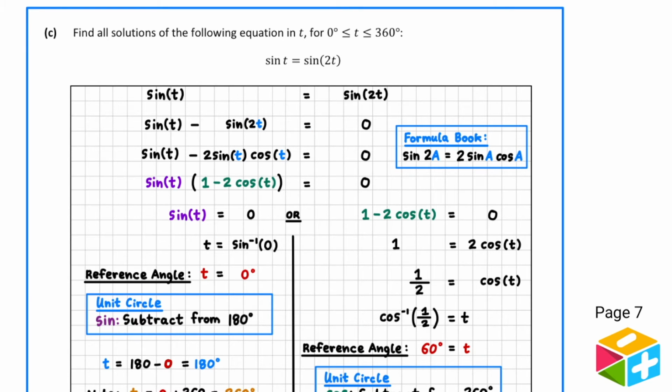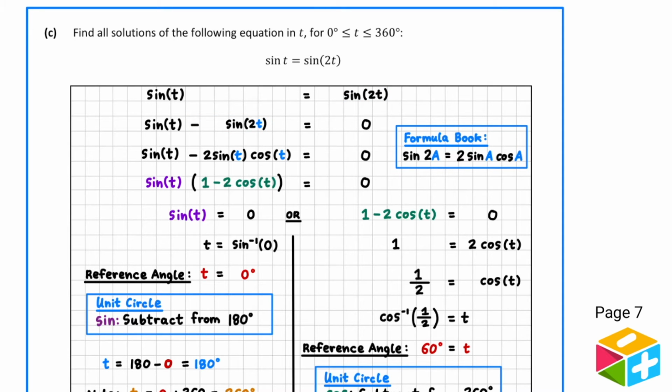In part C, we must find all the solutions of the equation sine of t is equal to sine of 2t. Here, t is an angle between 0 degrees and 360 degrees. To start, I'm going to group everything together on one side of the equation. To remove the plus sine 2t on the right, we can subtract sine of 2t from both sides.